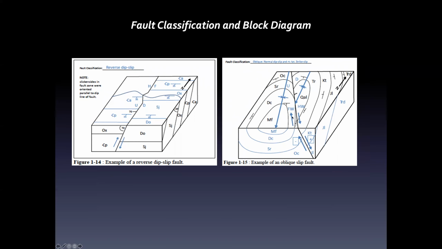This is an oblique normal dip slip fault and a right lateral strike slip fault, which means we have both strike slip motion as well as vertical motion. So here we have the strike slip symbols and the minus and the pluses denoting the strike slip motion. And we have the arrows. In this case, the footwall has gone up and the hanging wall has come down. And this is representative of a normal fault.